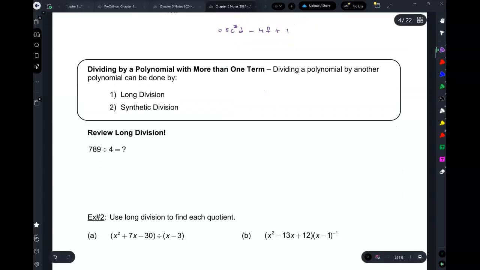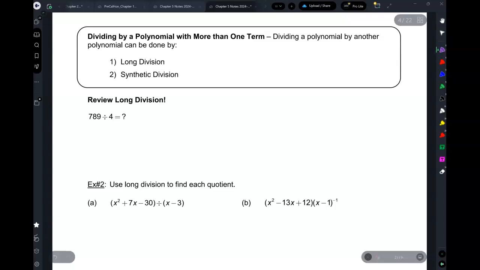Now, dividing a polynomial with more than one term. You have 2 ways of doing it: long division, synthetic division. Let's remind ourselves what long division looked like. Do you guys remember long division? 789 divided by 4.